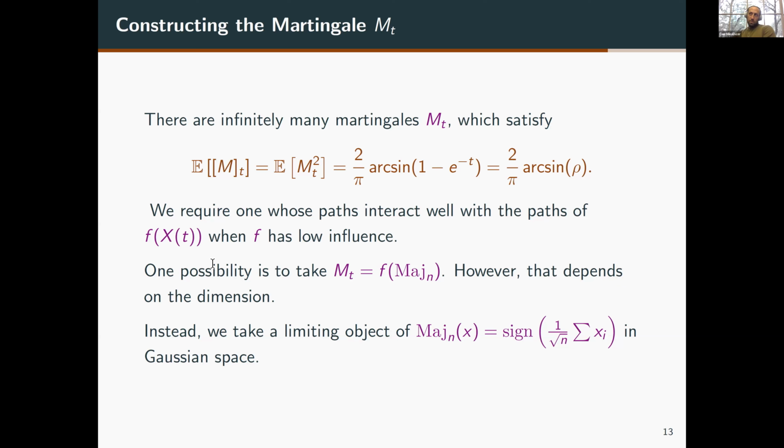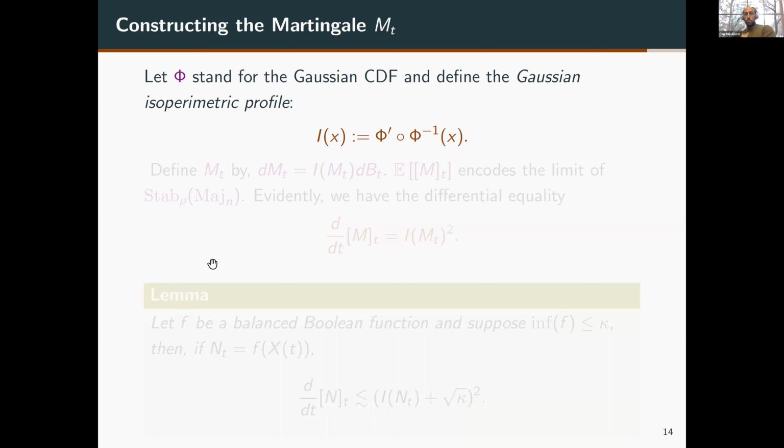So instead, because majority is stablest was proven by a reduction to Gaussian space, we will instead take a Gaussian process which encodes for majority. And this takes us back to the isoperimetry, which already appeared in the previous work. Right? So if phi is the cumulative distribution function of the Gaussian, and the derivative of phi is basically the Gaussian density, if we apply the density to the inverse of the CDF, this is what is called the Gaussian isoperimetric profile. Right? It basically measures the surface area of hyperplanes.